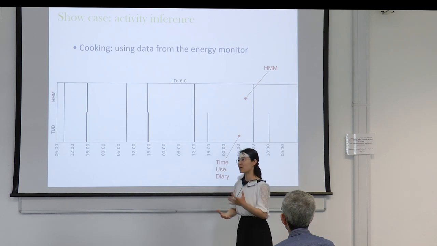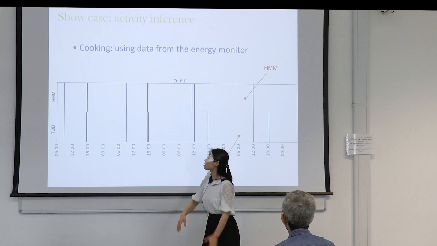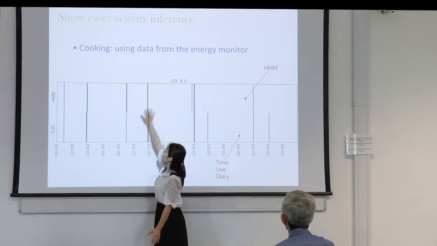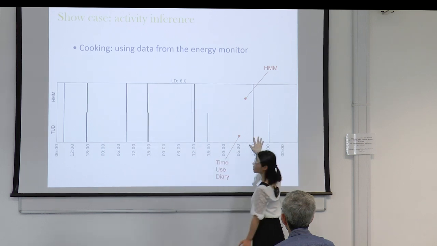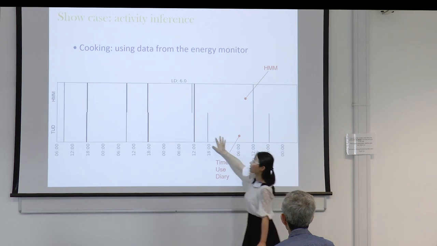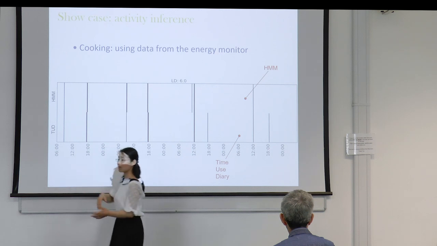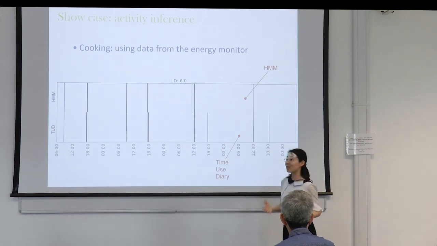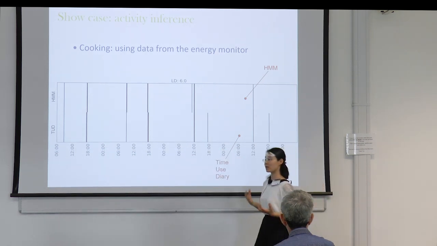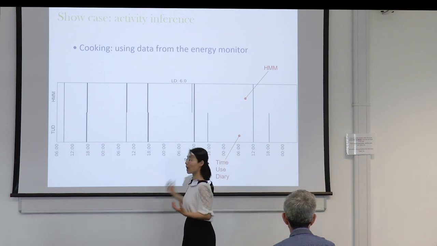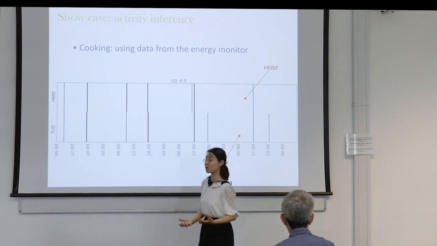So basically it's a binary classification. So either something happens or something is not happening. So based on the sensor generated data, we learn this. And this is what the time use diary tells us. So you can say that it has a very close similarity, which means that recognizing cooking for this house is quite simple because we have a strong indicator from the energy consumption.